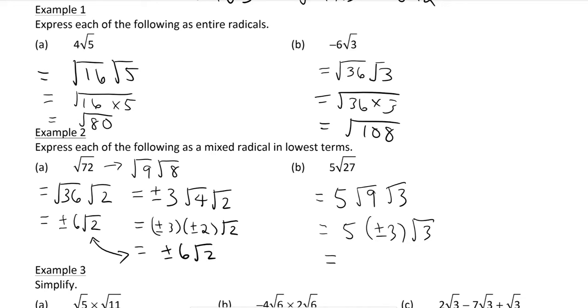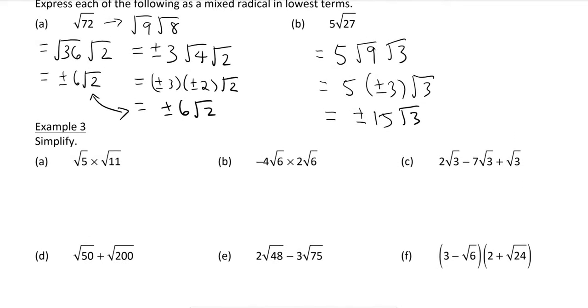So doing that, multiplication of the 5 and the plus or minus 3 will give me plus or minus 15 times root 3. Okay, and so at this point, I'm looking at my answer. I'm trying to see, can I break down the square root of 3? And the answer is no.